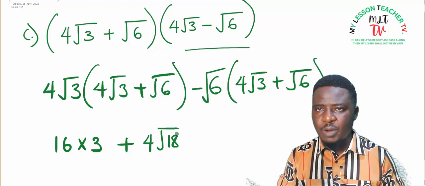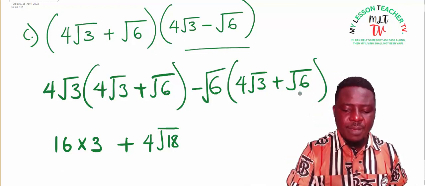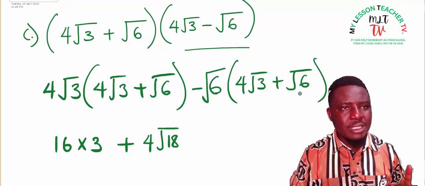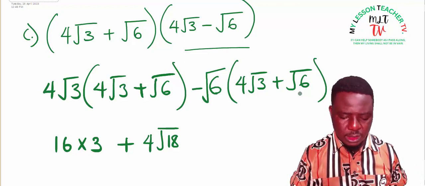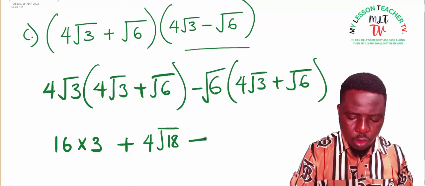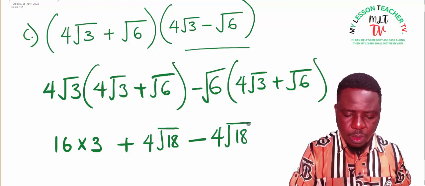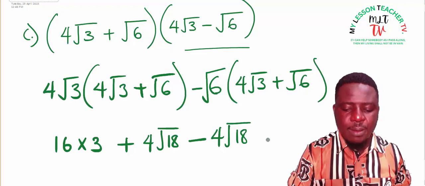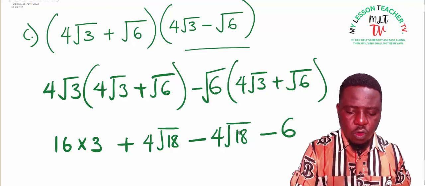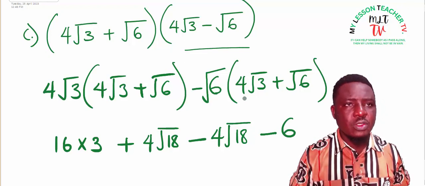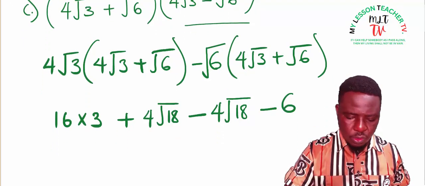I'm going to expand the second bracket. Note, you are to use minus root 6 to multiply every term in the bracket, and don't omit the negative sign. For the negative sign is said to be the sign of root 6. So this gives us minus 4 root 18. Use minus root 6 to multiply plus root 6 will give you minus 6. For root 6 times root 6 is said to be 6, while minus times plus is said to be minus.